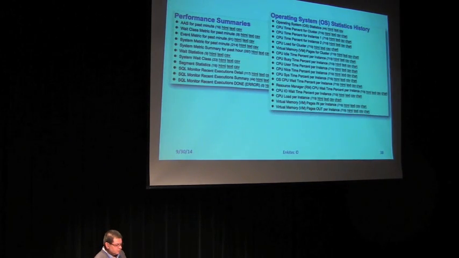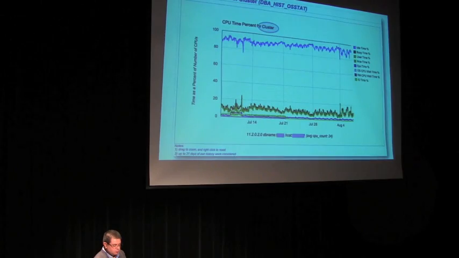Some performance summaries, some OS statistics. When we say OS statistics, we don't go directly to the OS, but the database provides a view that basically contains the OS statistics, and that's what we see here. For example, we can see CPU time percent for a cluster, or we can see CPU I/O weights per instance. Those are the kind of things that we can see. Let me just show you some of these charts.